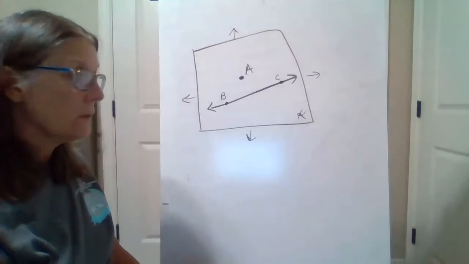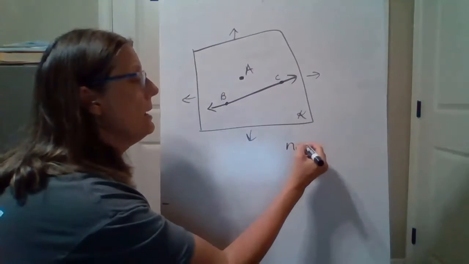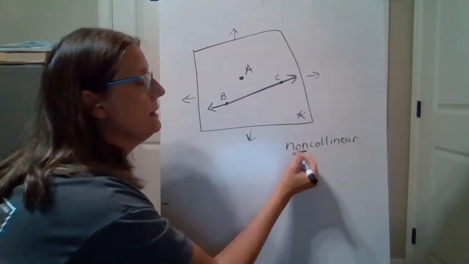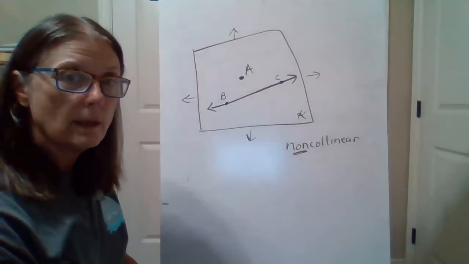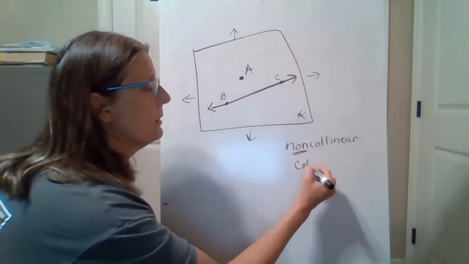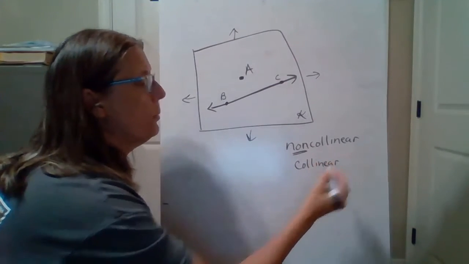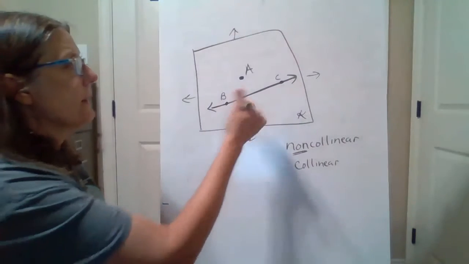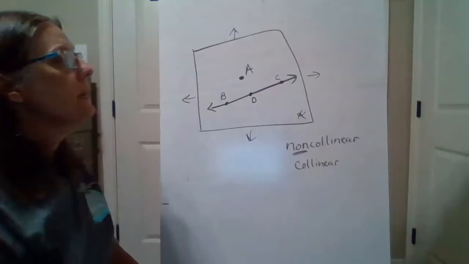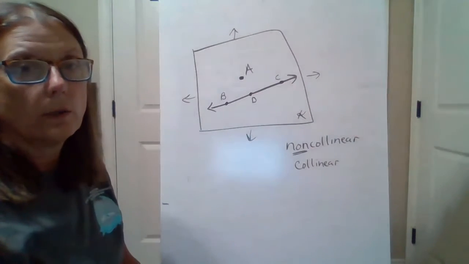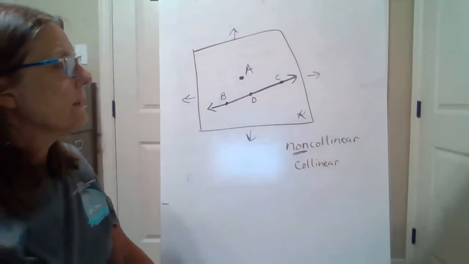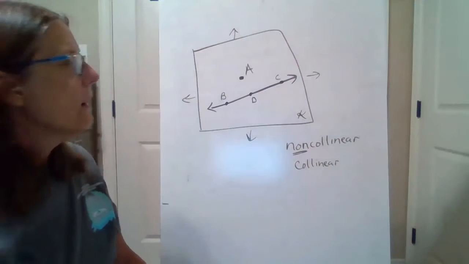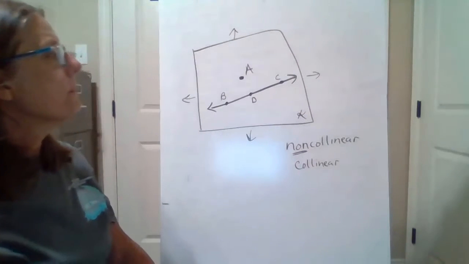So that brings up another term. There are non-collinear points. So the word non, that would mean they are not in the same line. And then there are collinear points. Collinear points are points that are in the same line. So I could add another point here, and I could say B, D, and C are all collinear points. If I had to name non-collinear, I could say B, D, C, A. Usually you want to name at least 4, but it just depends on what they're asking for.